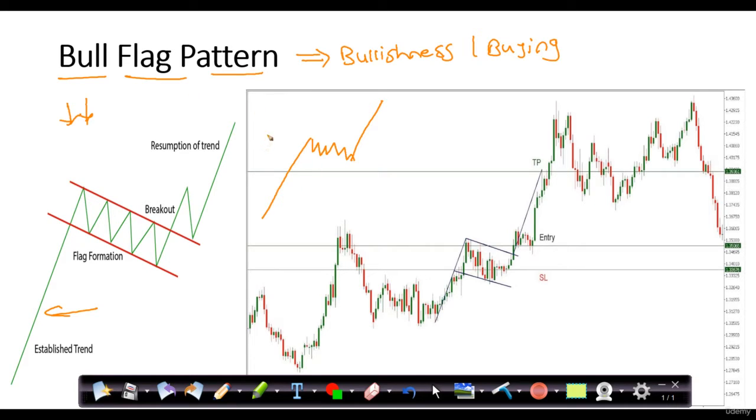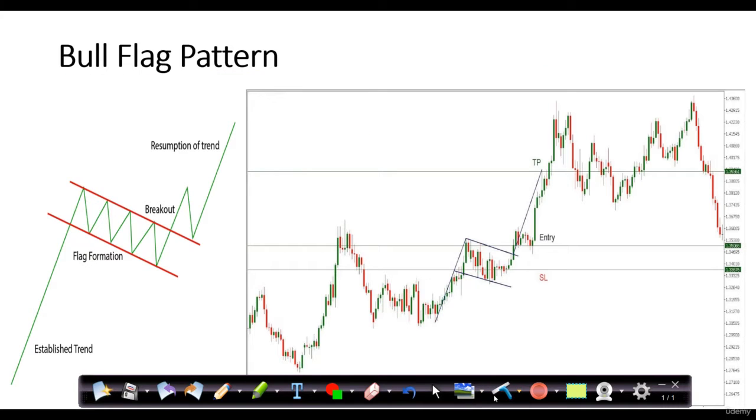Why is it called a flag? If you see the formation of this price action, in the whole formation you will see the pole, you will see the flag, and again a pole. Now you can ask me why this pole is forming and what is the purpose of this. In this bull flag pattern, suppose you see this trend and this pole size.